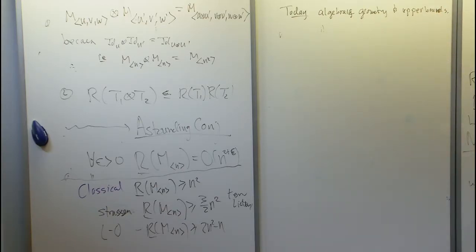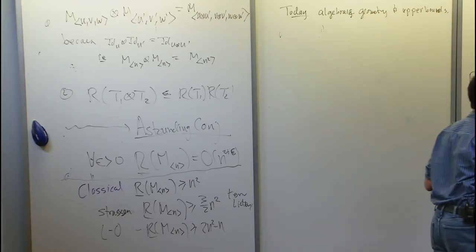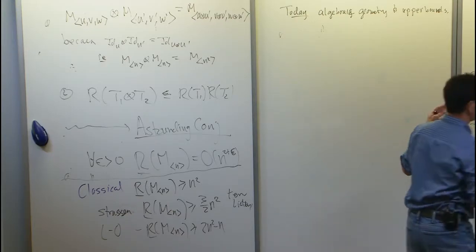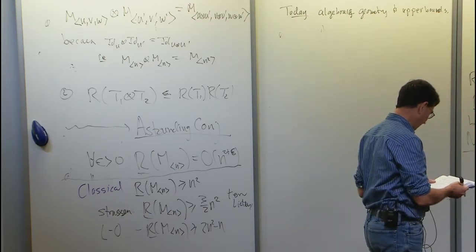Before I start the talk, any questions? Yeah? Just a quick question. So what happens over other fields or other rings? I mean, do things... is more known in that case? Less is known. Well, yeah. Nothing's known. Nothing's known over any field, so it doesn't really matter which field we're talking about.